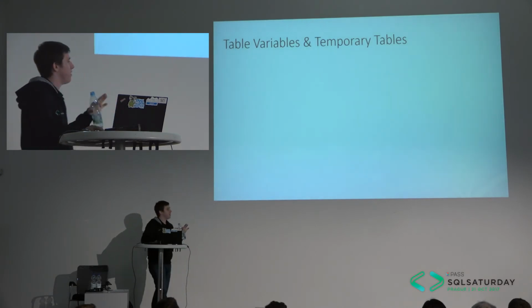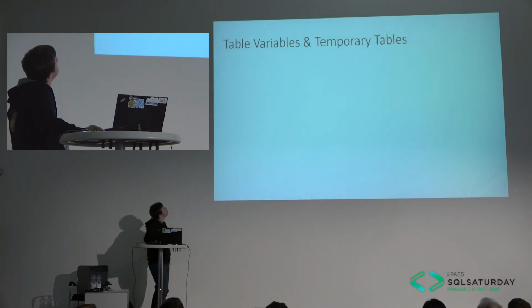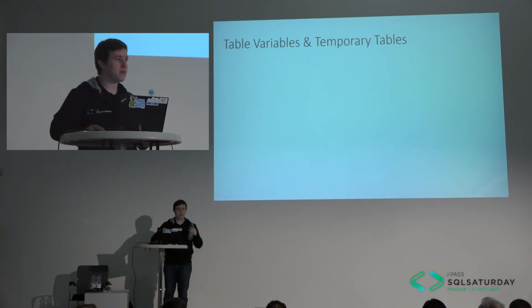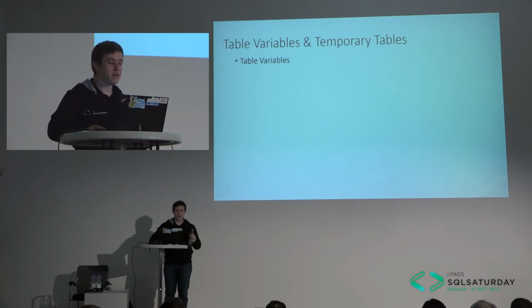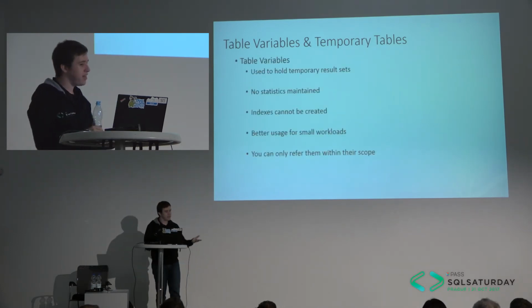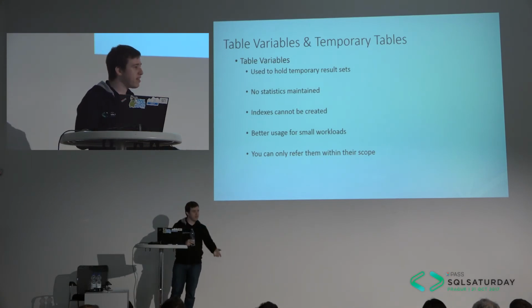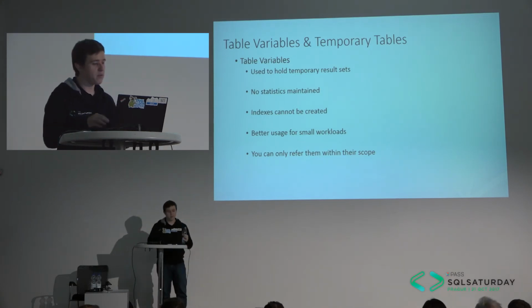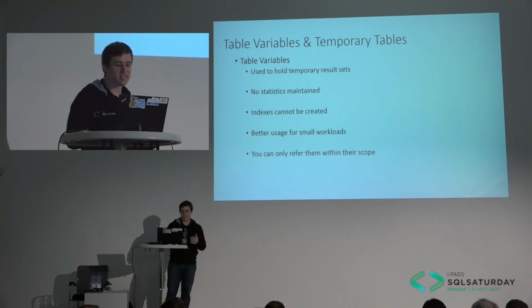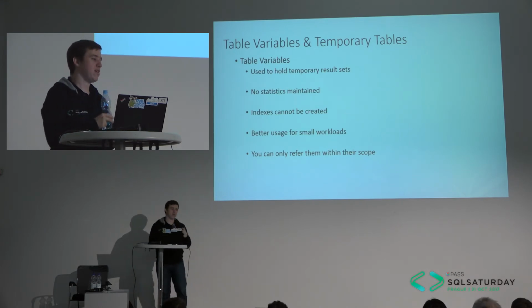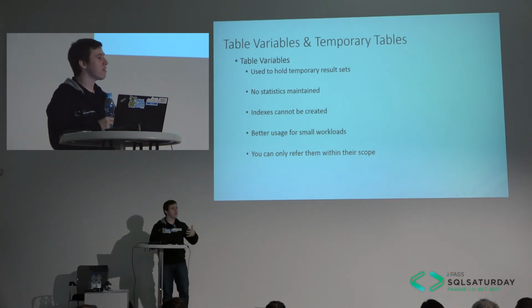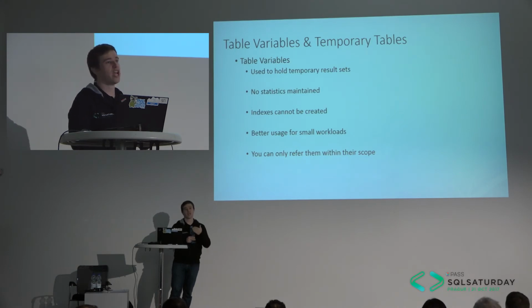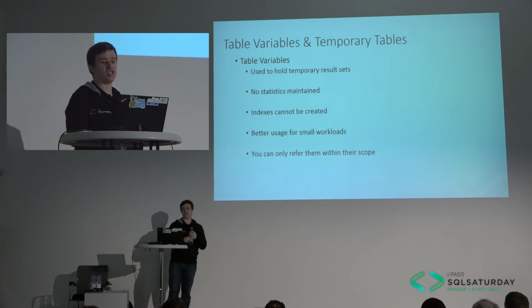So I think by the last, we still have only 15 more minutes. Table variables and temporary tables. Probably a lot of you know what those mean. So table variables, you use them to hold temporary data. No statistics are maintained for table variables. You cannot create indexes. They are much better for small workloads, and you can only refer to them within their own scope. So you cannot access outside the batch of the SQL statement or in another session.